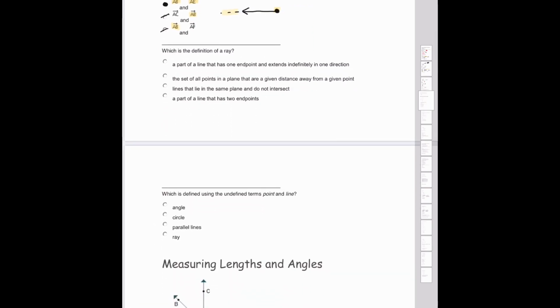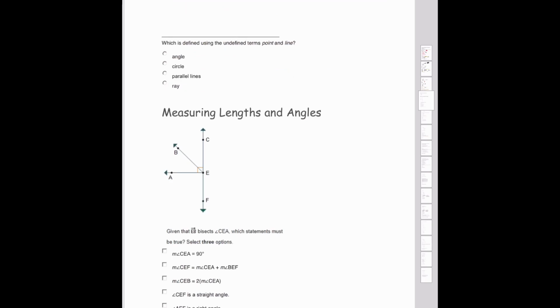Let's move on to the next question. This is asking us, what is the definition of a ray? Well, like we said before, a ray has one endpoint and continues infinitely in the other direction. Let's look at our different definitions. A part of a line that has one endpoint and extends indefinitely in one direction.